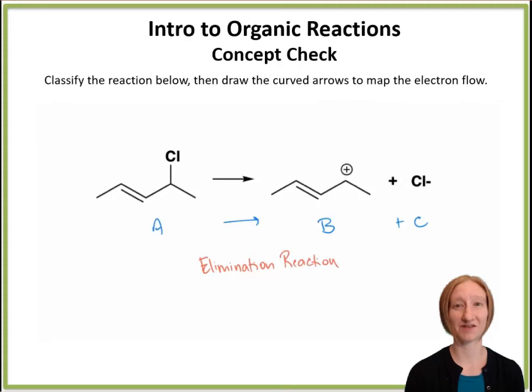Then, to map the electron flow, we first identify which bonds are being broken and which are formed. Here the carbon-chlorine bond is broken and no new bonds are formed. The electrons in the bond end up on chlorine, leaving a cation on the carbon. So we draw a double-headed arrow that originates at the bond and ends at the chlorine.